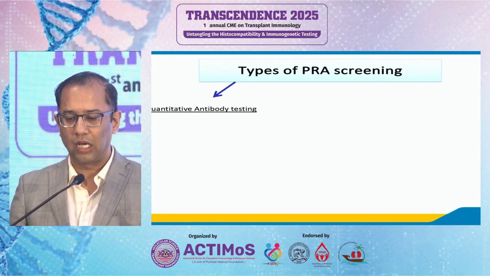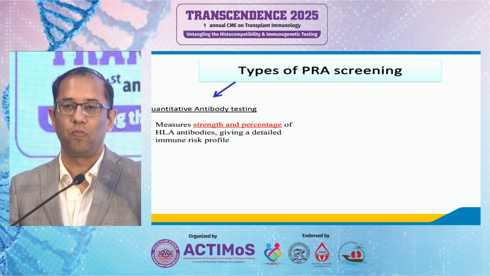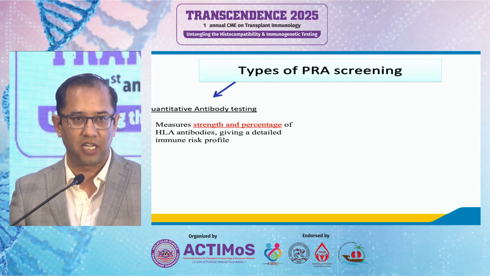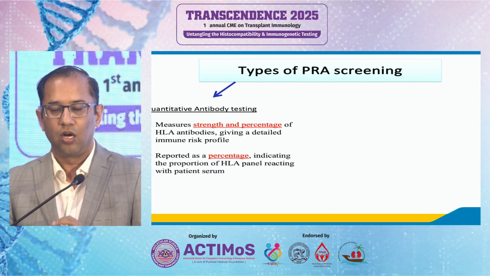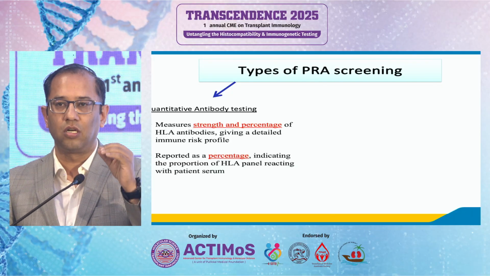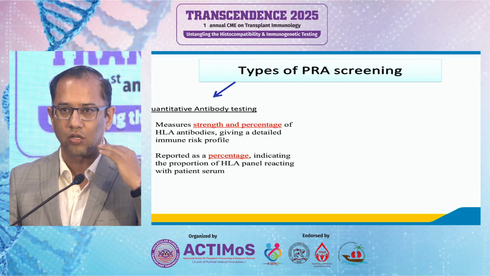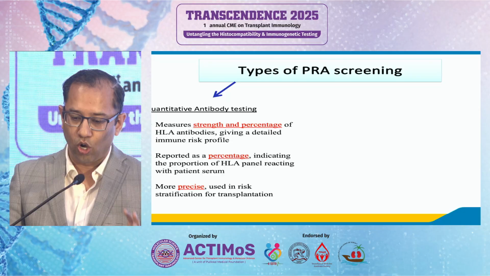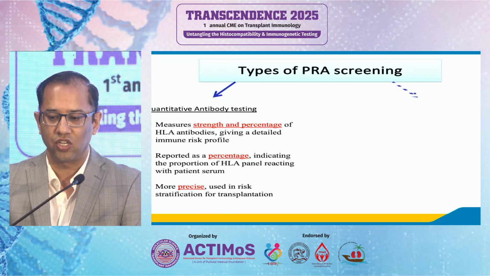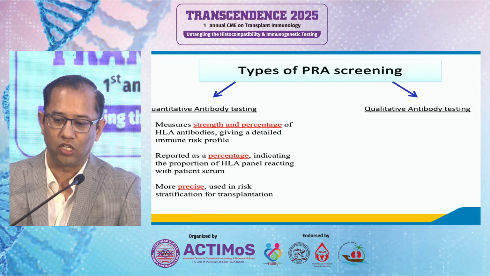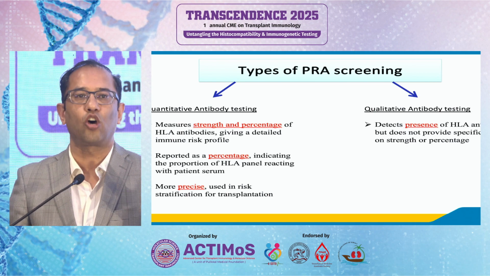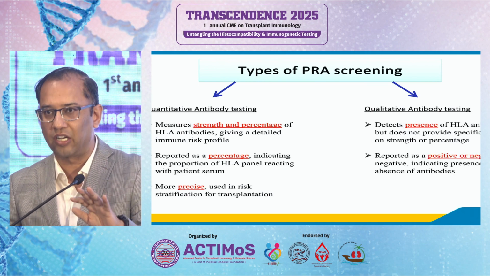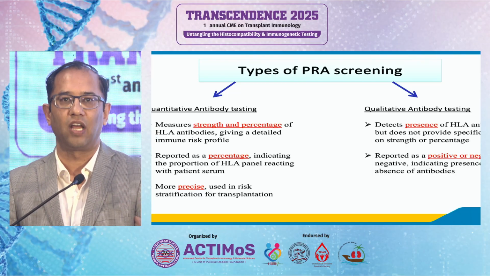So there are two types, like I said. Quantitative PRA, where you measure the strength and the percentage of HLA antibodies, so it is expressed as a percentage. This will give you the amount of immunization, or the risk stratification you can do with the PRA screening. It is more precise and used in risk stratification, whereas the qualitative antibody screen gives you the presence or absence of antibodies. That means you will know whether the antibody is detected or not detected. It is just a positive or negative response.